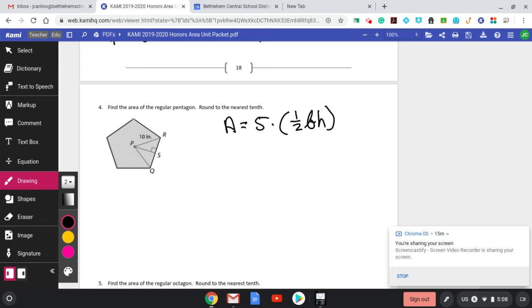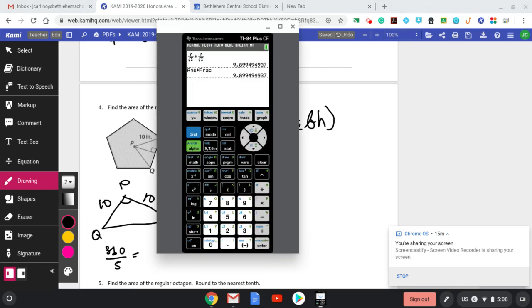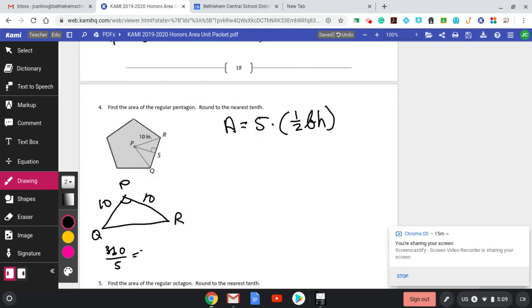Okay, so now let's draw out this triangle, PRQ. This was 10, which means that's 10. How about the angle here first? 360 divided by 5, which I believe is 72. Just check real quick. Yep, 72 degrees.